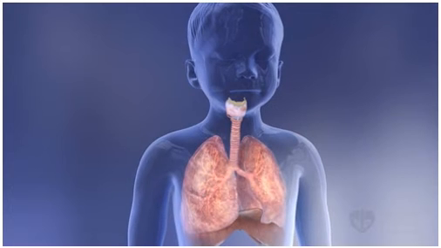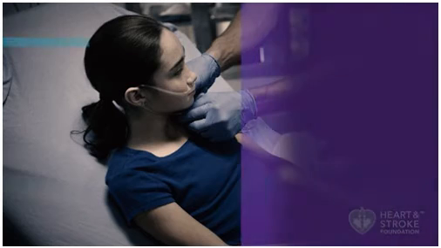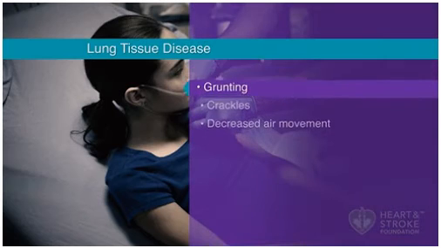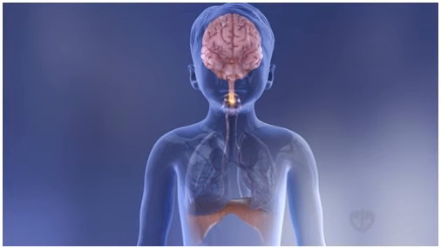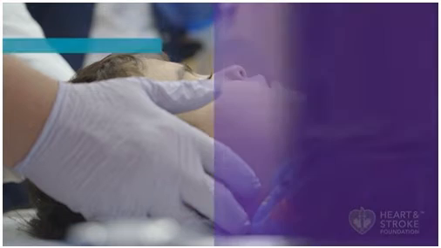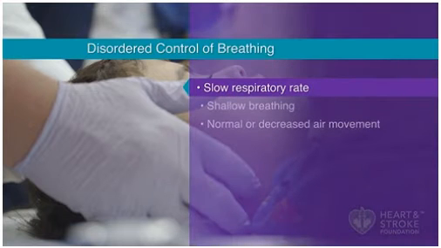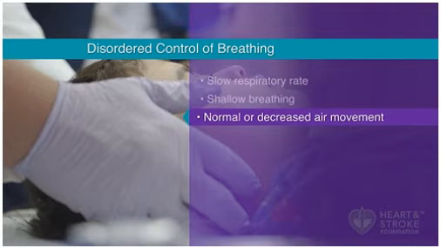A child with lung tissue disease, such as pneumonia, demonstrates increased respiratory rate and effort that may include grunting. Crackles and decreased air movement may be present. A child with disordered control of breathing, such as a child with brain injury or drug overdose, may have an irregular breathing pattern. The respiratory rate is often slow, and breathing may be shallow with inadequate respiratory effort. Air movement may be normal or decreased. A child with disordered control of breathing may have poor muscle tone or altered mental state, causing upper airway obstruction.